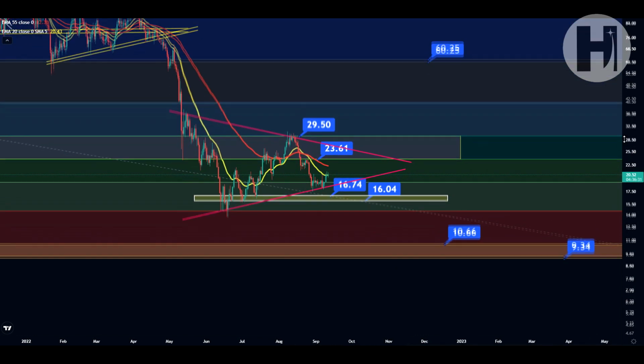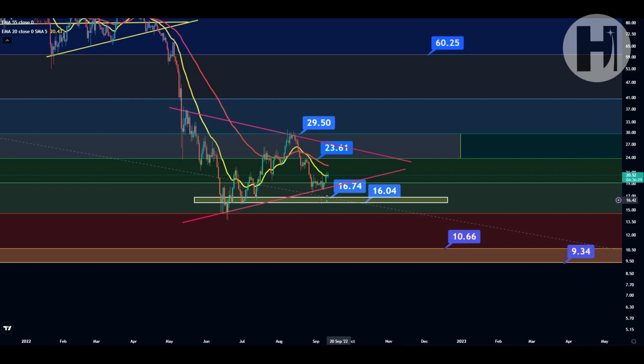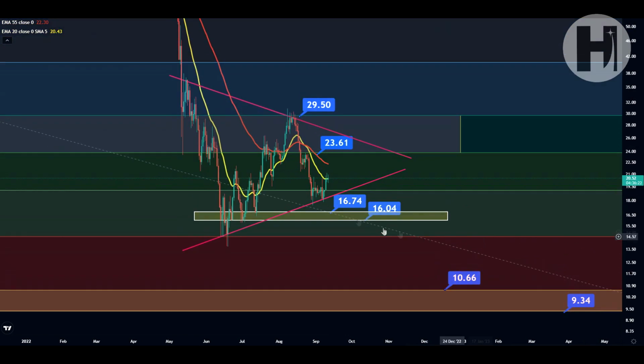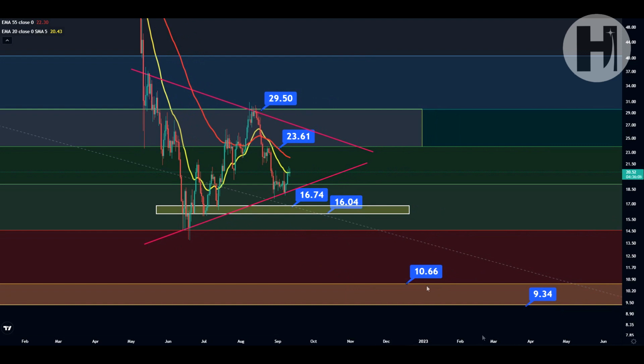So you do have this symmetrical triangle, and below you can see I do have a buy zone from $16.74 all the way down to $16.05. And this is where we bounced off of in July, once again, in June a couple of times. We did drop below it, but that was briefly. So for the most part, this is your immediate buy zone below us.